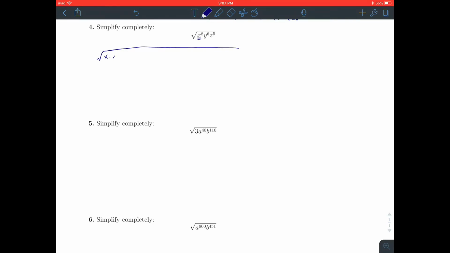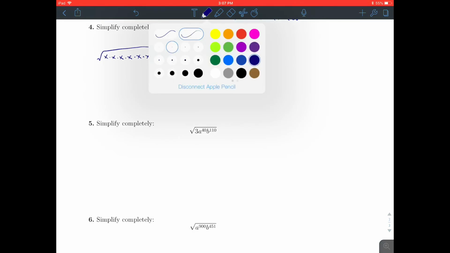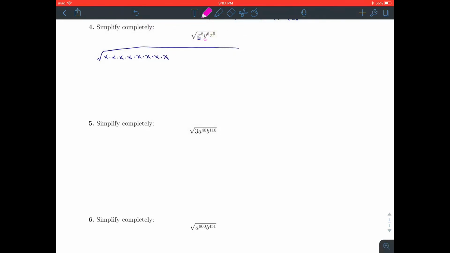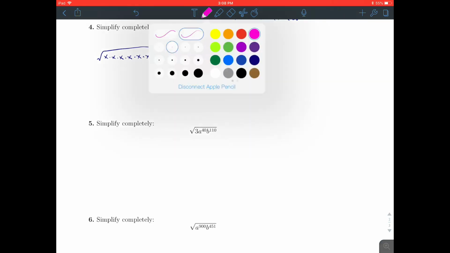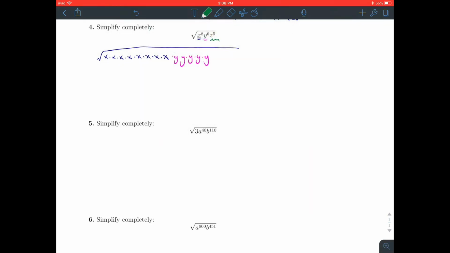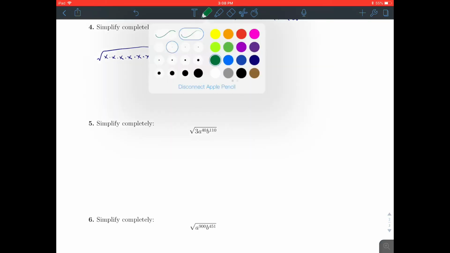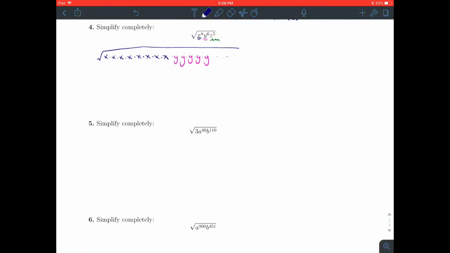So x to the 8th. That means that we have x times itself 8 times. So 4, 5, 6, 7, 8. Y to the 6th power means that we have y times itself 6 times. Y times y times y times y times y. And z I'm actually going to leave off so that we start thinking about this without writing everything out. So I'll put a ... for the z.